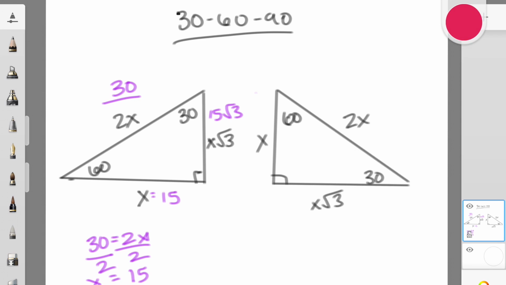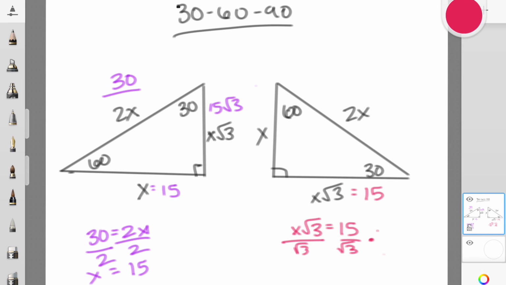The next example has a side of 15 across the angle 60. Let's set up another equation. Since across 60 is x square root of 3, the equation will be x square root of 3 equals 15. Divide square root of 3 on both sides to isolate the x.